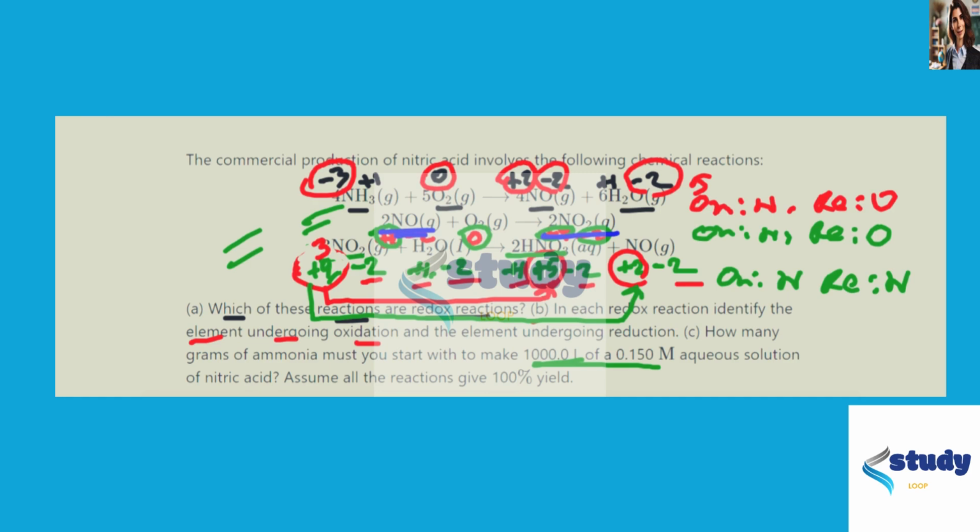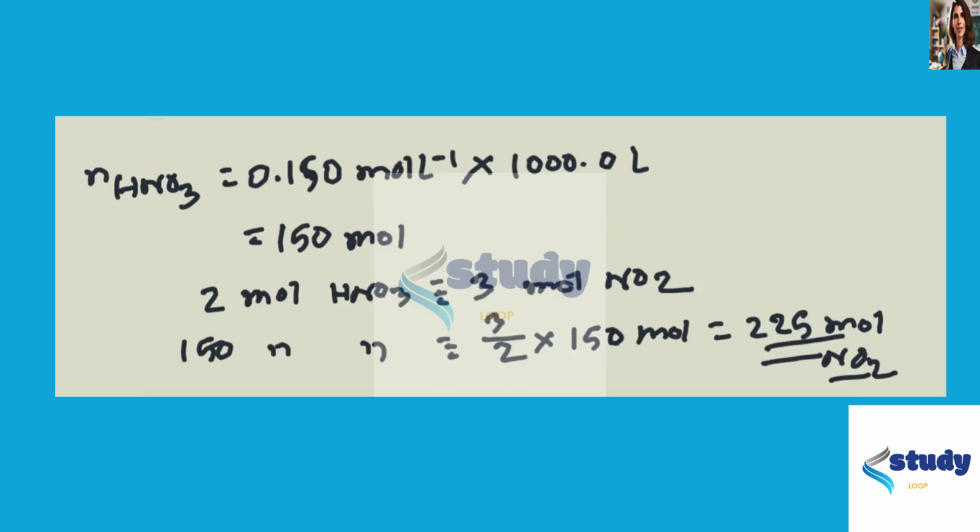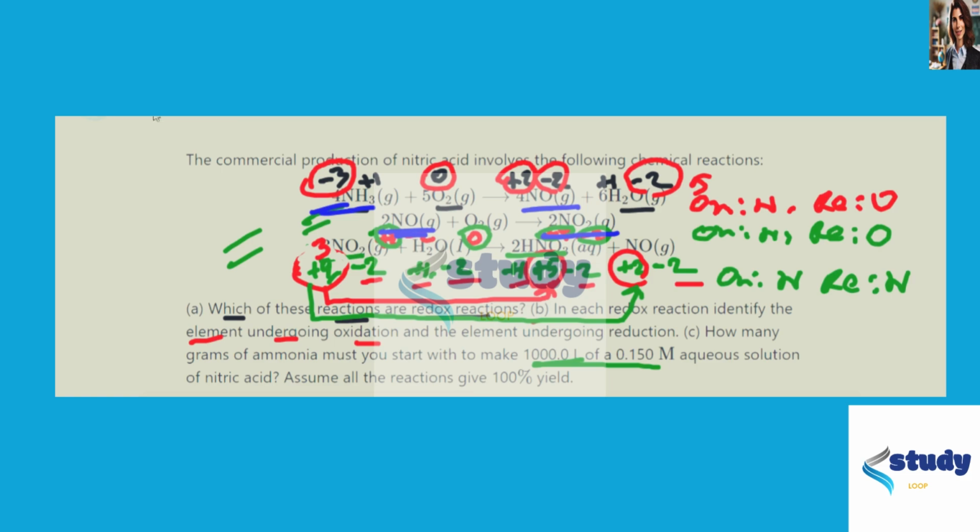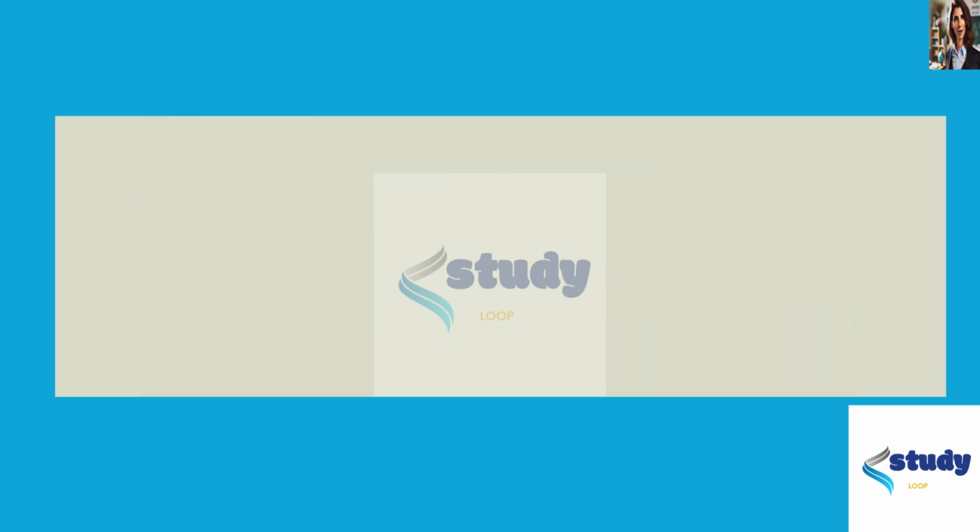Now we go to the first reaction. So here we can see that 4 mole of nitrogen monoxide is prepared from 4 mole of ammonia. That means 225 mole of nitrogen monoxide will be formed from 225 mole of ammonia. That means just from here to here, we can see that to produce 150 mole of nitric acid, we need 225 mole of ammonia. So the number of mole of ammonia which is needed is 225 mole.